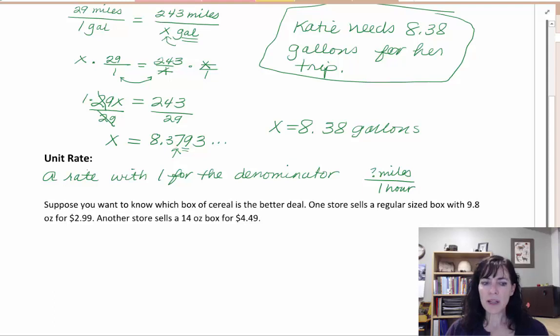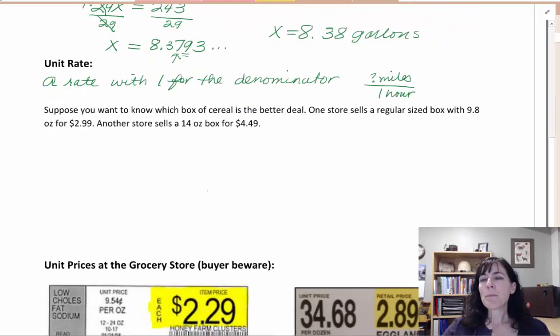And the easy way to get that, if you have like 500 miles per 10 hours, then you would just do the 500 divided by the 10 and get 50, and then you must have been going 50 miles per hour. So you just divide them. So I'll show you an example here.